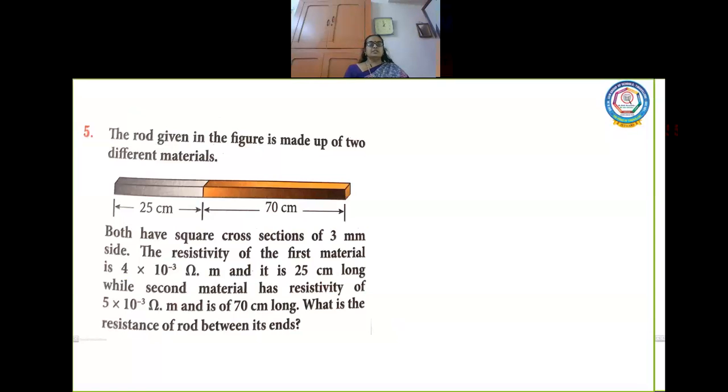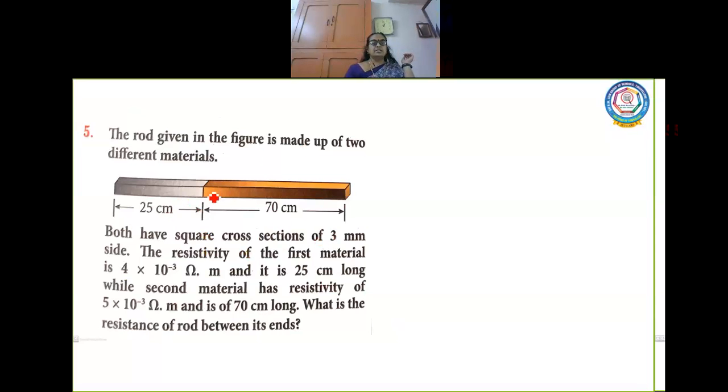So the rod given in the figure is made up of two different materials. Both have square cross sections of 3 millimeter side. The resistivity of the first material is 4 into 10 power minus 3 ohm meter and it is 25 centimeter long, while second material has resistivity of 5 into 10 power minus 3 ohm meter and is of 70 centimeter long. What is the resistance of rod between its ends? Now in your textbook it is given as resistivity. It is not resistivity, children, it is resistance. Okay, so let me solve this.